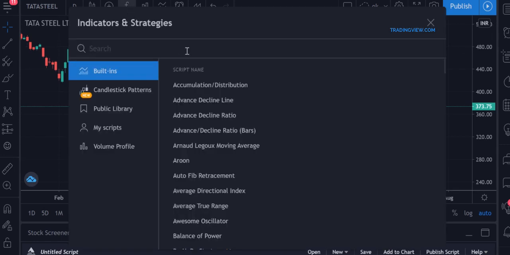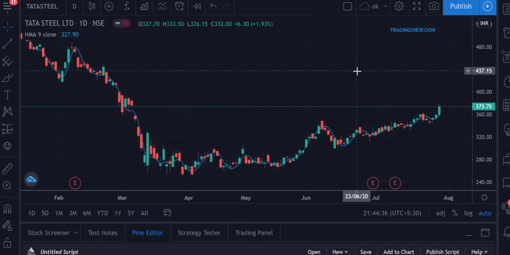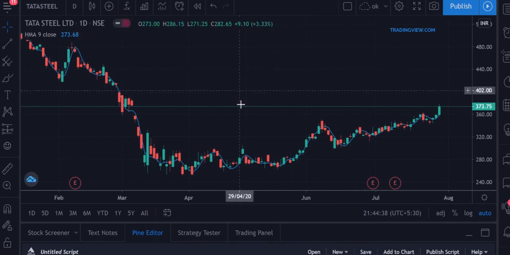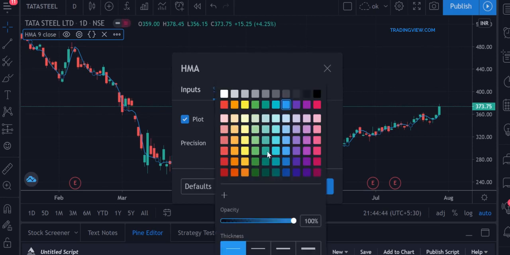The first indicator I'm going to add is the Hull moving average. This is basically a lagging indicator, but it gives you a sense of the trend. I'll change its size so it's visible, make it thicker and a different color. Let me give it orange. Yeah, this should be perfect.